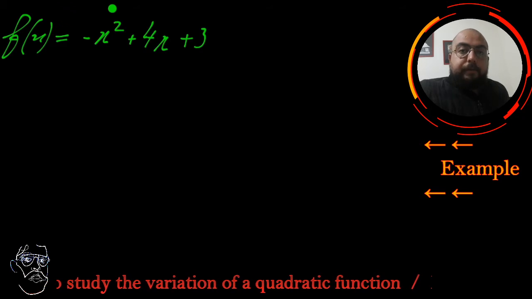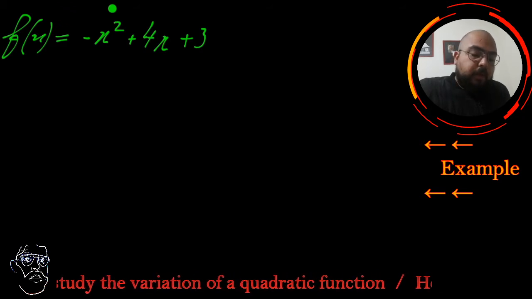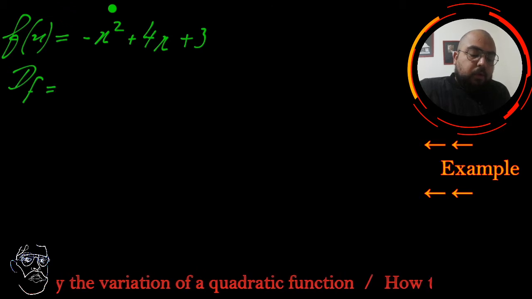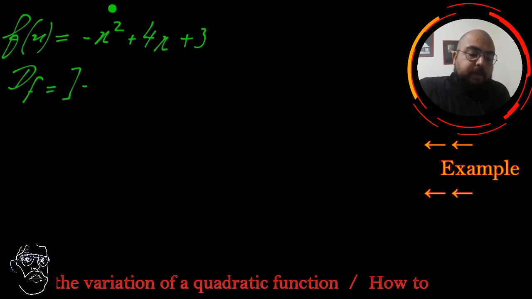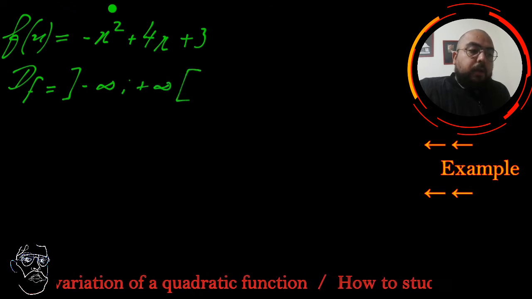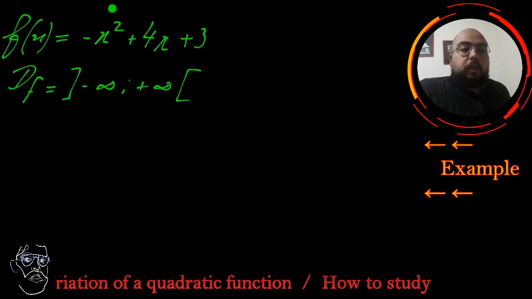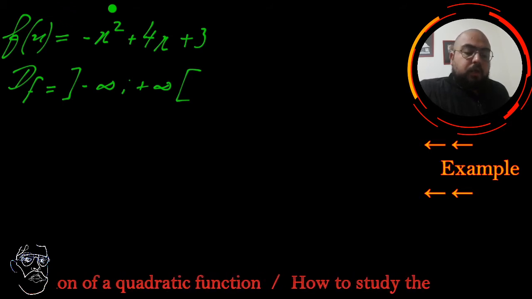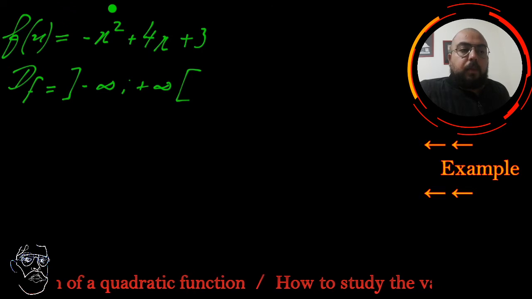Again, the first step is to talk about the domain of definition. So your domain of definition, D of f, is equal to minus infinity to plus infinity. There are no values that I should reject. We are working in the whole real numbers in this case, so you consider from minus infinity to plus infinity.